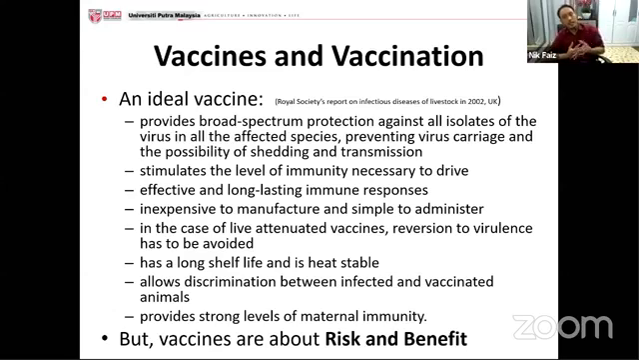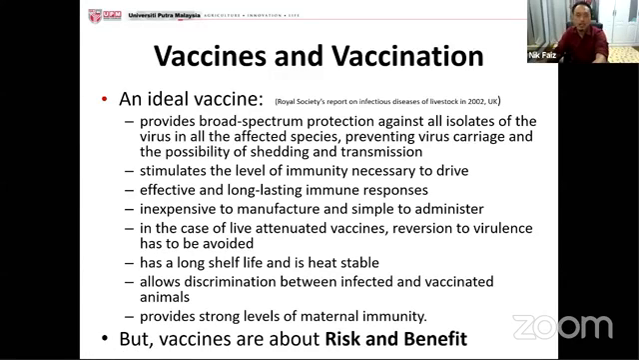So when it comes to vaccines and vaccination, an ideal vaccine should, based on the guidelines of the Royal Society reports on infectious disease of livestock in 2002, UK, provide broad spectrum protection against all isolates of the virus in all affected species by preventing virus carriage and the possibility of shedding and transmission. It stimulates the level of immunity necessary to drive effective and long-lasting immune response. It should be inexpensive to manufacture and simple to administer. Mass administration is better than individual administration.